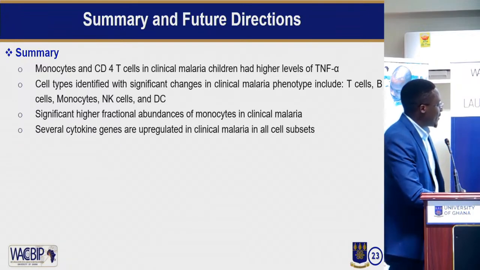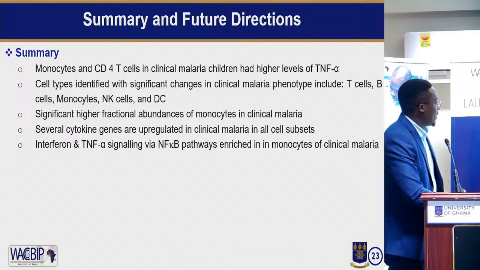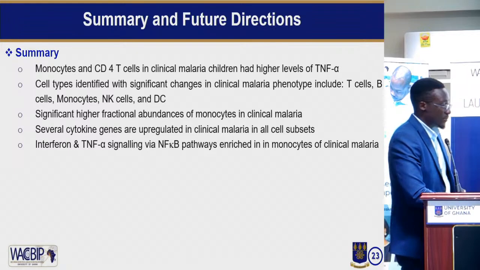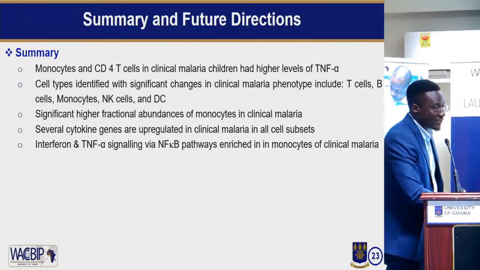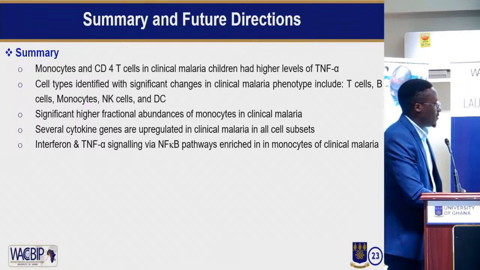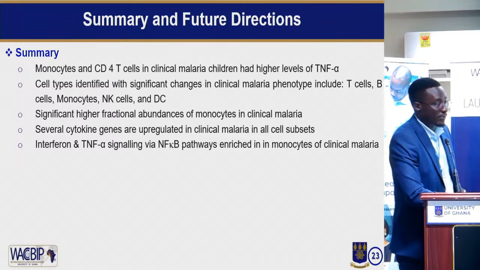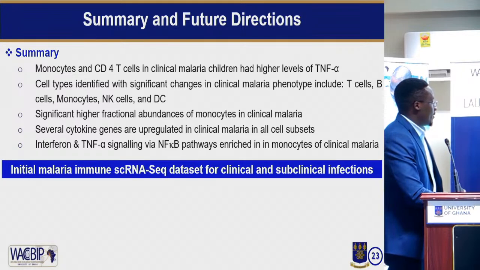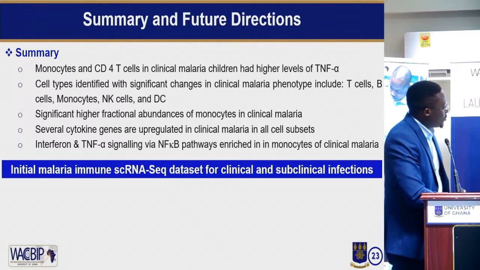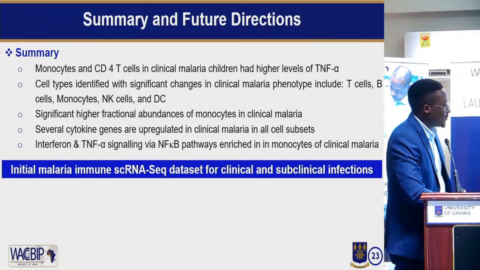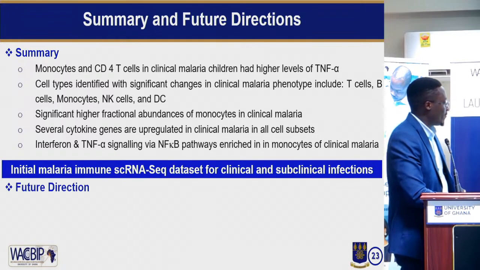There was significantly higher fractional abundance of monocytes in clinical malaria. And several cytokine genes were expressed during a clinical malaria infection. These include the interferon and TNF-alpha signaling pathway genes. So this is one of the initial malaria immune single-cell RNA datasets for clinical and subclinical malaria infection.